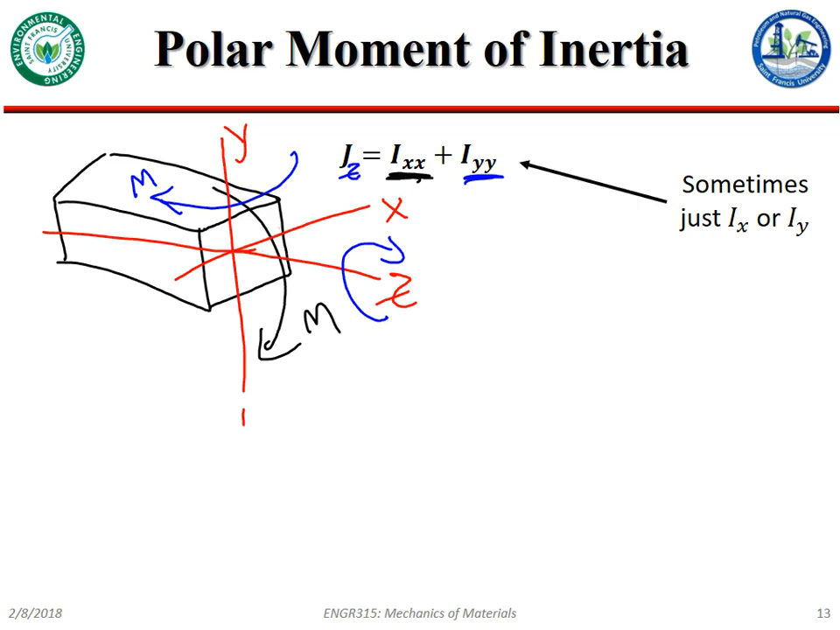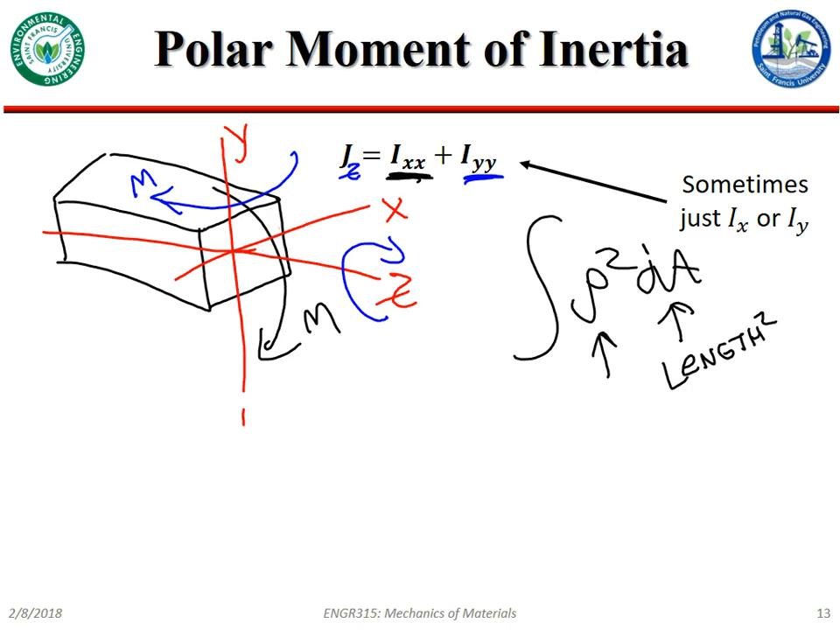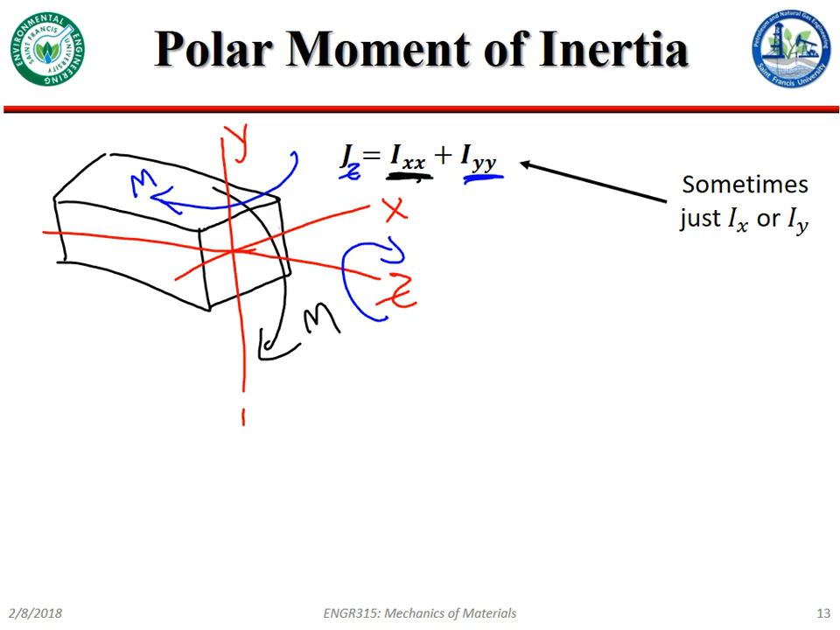For reference, these area moments of inertia are in units of what's called length to the fourth power. So if you think like integral r squared dA, where dA is called a differential area, that is units of length squared, and then this is a radius, which is units of length, and then it's squared. So area moment of inertia, polar moment of inertia, units of length to the fourth power. And you can get them from each other.